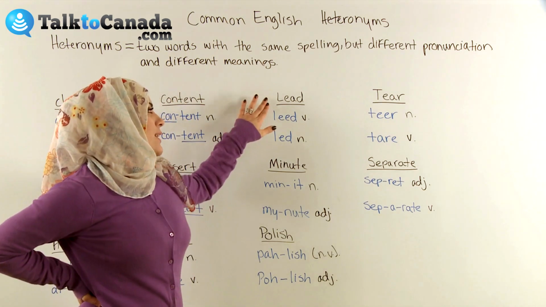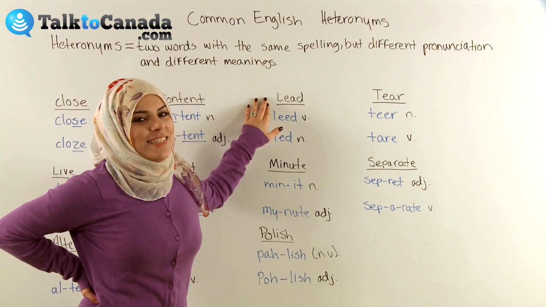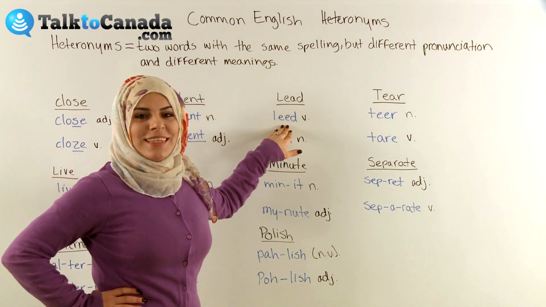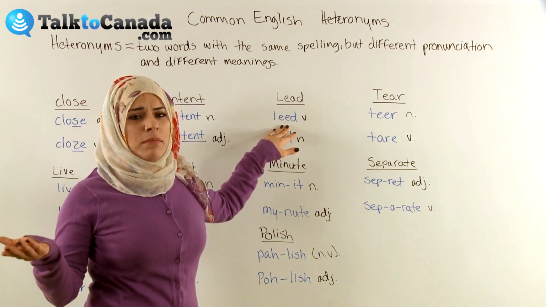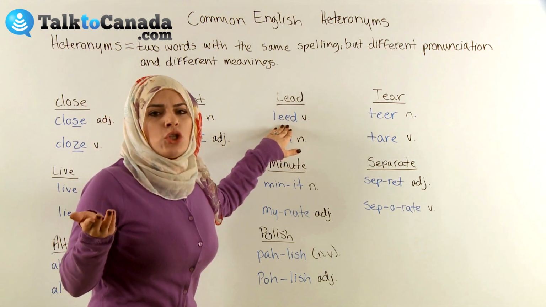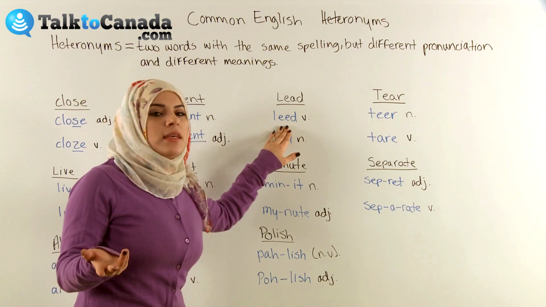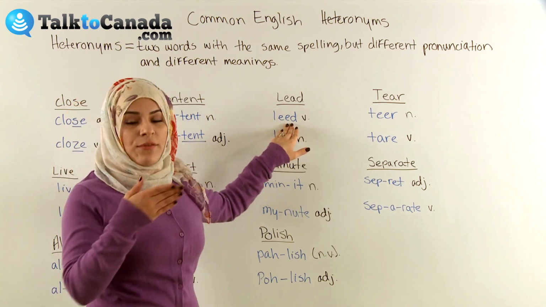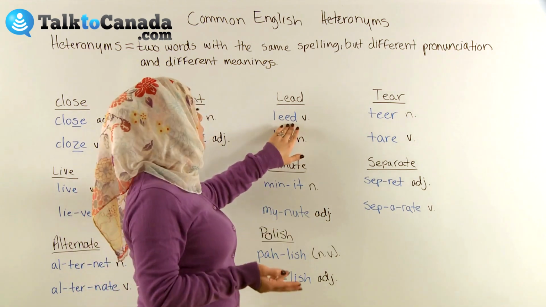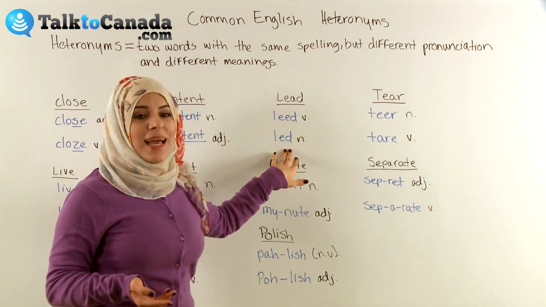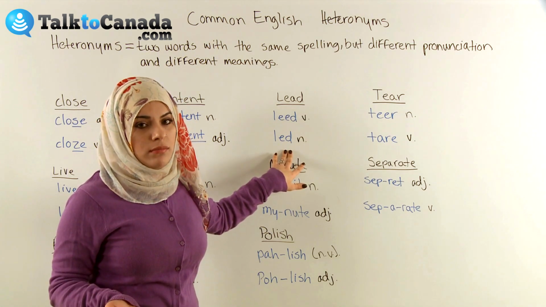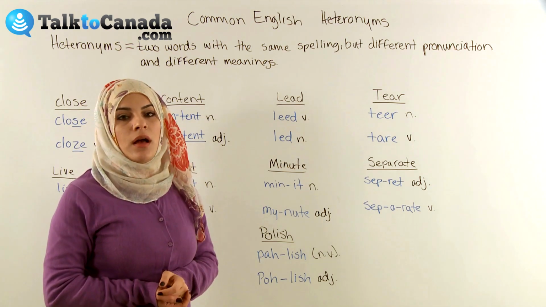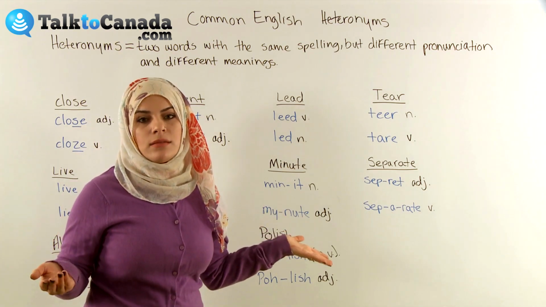Next, lead or led. Lead is a verb, and it means to direct or show the way, okay, or be the leader. So, can you lead me to the bathroom? Means, can you direct me? Can you show me the way? Okay. Whereas lead is a type of metal, and it's a noun. So, for example, these coins are made of lead.